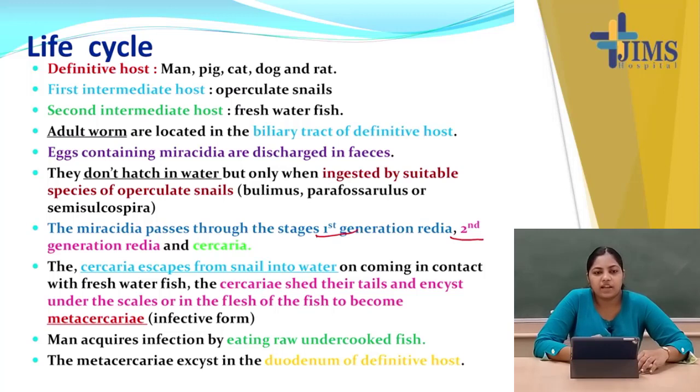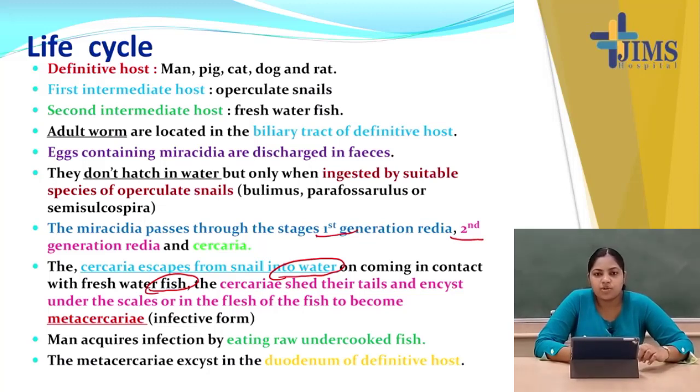So now this Cercaria escapes from the snail and enters into the water, that is fresh water or lake water or canals. So now this Cercaria which is present in the water will be taken in by the fish. In the fish, the Cercaria sheds its tail and encysts under the scales. This Metacercaria is the infective form of Clonorchis sinensis. So this is now present in the fish.